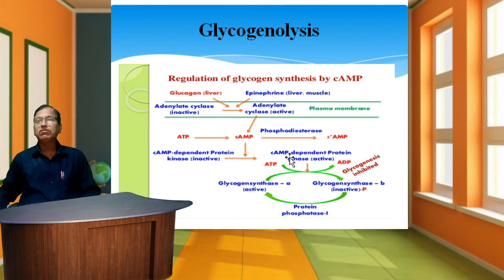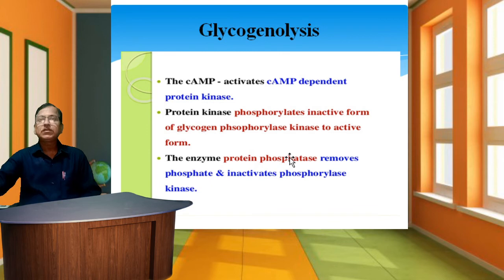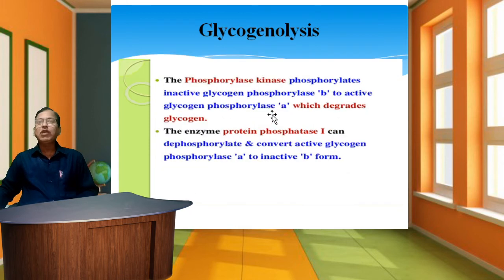Regulation of glycogen synthesis by cyclic AMP: cyclic AMP activates cyclic AMP dependent protein kinase. Protein kinase phosphorylates the inactive form of glycogen phosphorylase kinase to the active form. The enzyme protein phosphatase removes phosphate and inactivates phosphorylase kinase. These two different kinds of enzymes play an important role, with cyclic AMP, in controlling the regulation of glycogenolysis.